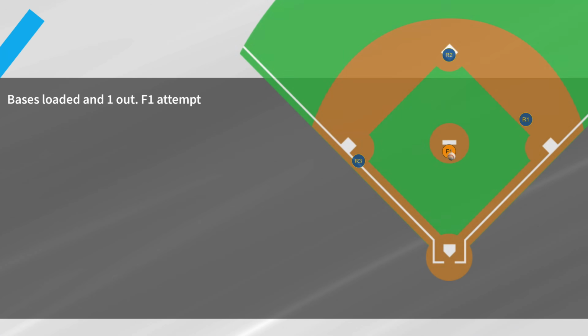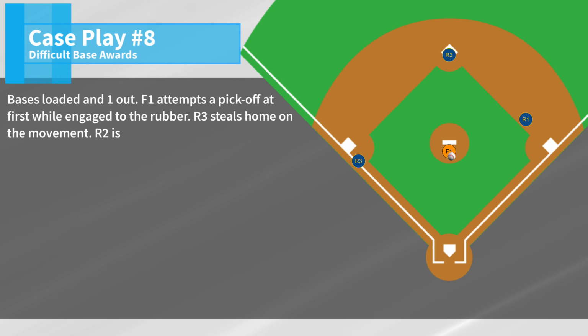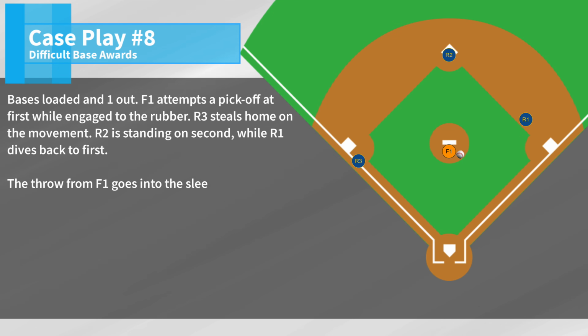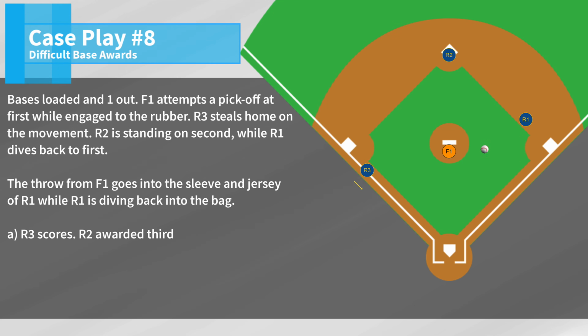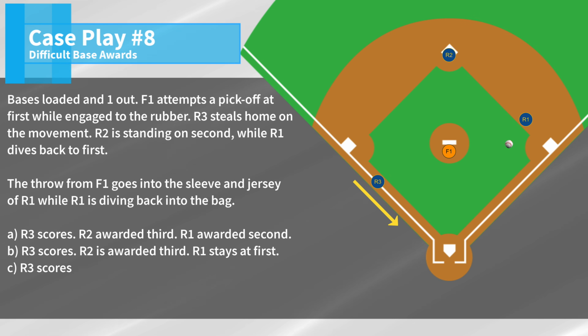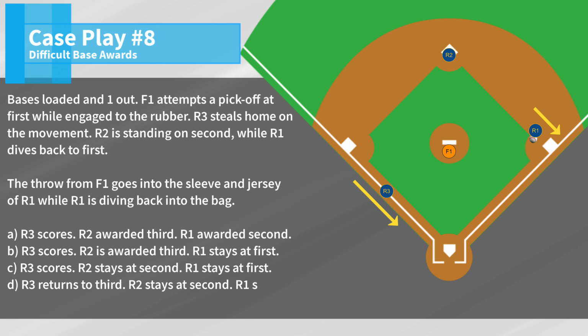Case play number 8. Bases loaded and 1 out. F1 attempts a pickoff at first while engaged to the rubber. R3 steals home on the movement. R2 is standing on second while R1 dives back to first. The throw from F1 goes into the sleeve and jersey of R1 while R1 is diving back into the bag.